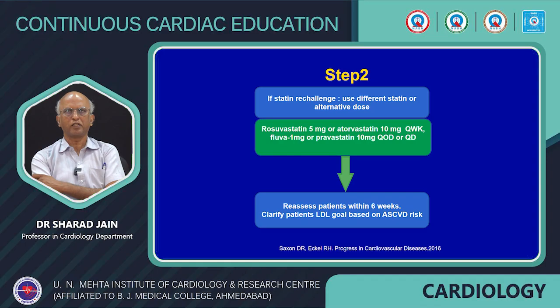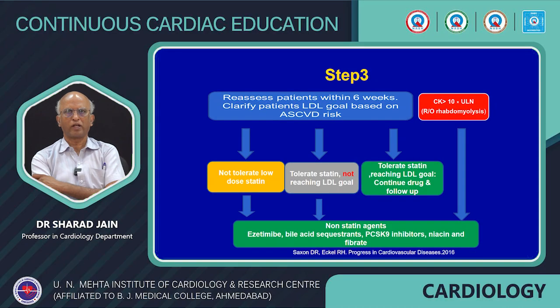If re-challenging with a statin, use a different statin or alternative doses: rosuvastatin 5 mg, atorvastatin 10 mg twice a week, etc., or pravastatin. Reassess the patient within 6 weeks. Clarify the patient's LDL goal based on ASCVD risk. Step 3: reassess the patient within 6 weeks and clarify the patient's LDL goal based on ASCVD risk.